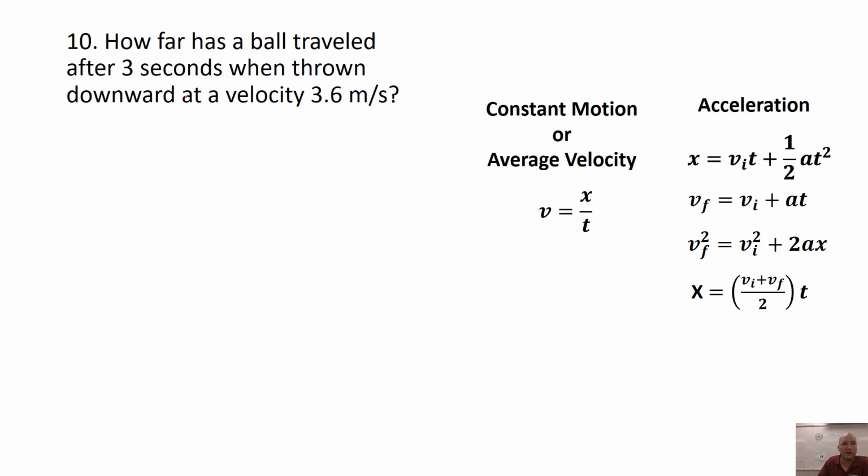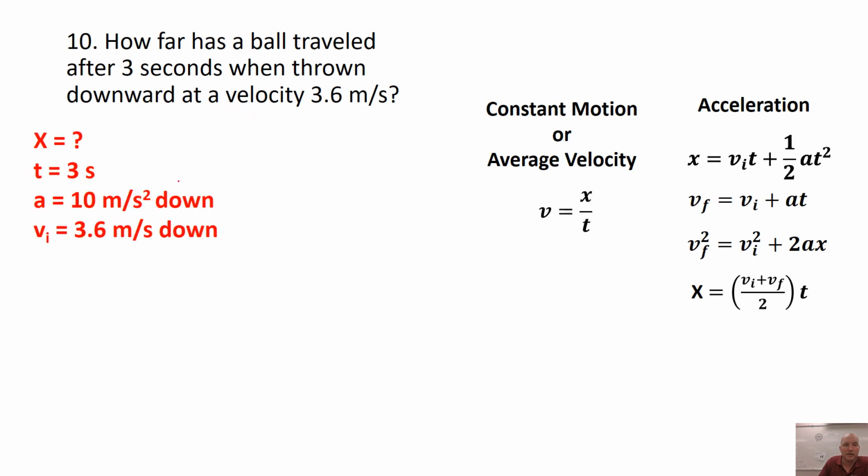Okay, how far has a ball traveled after 3 seconds when thrown downward at a velocity of 3.6? So it's asking you for how far after 3 seconds. It's accelerating because it's in the air at 10 meters per second squared down. Doesn't matter what you did in the first place. This is still going to be, it's in the air. This is going to add to it in the downward direction. And it started down. So since these both are down, I'm going to go ahead and use the downward.